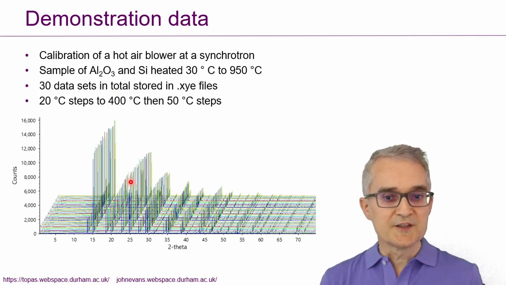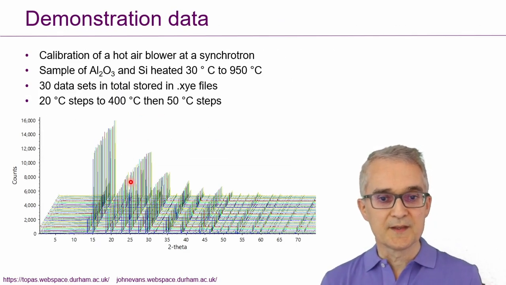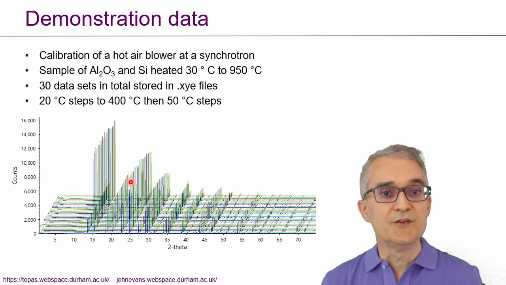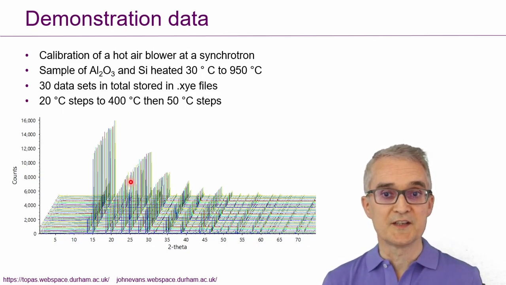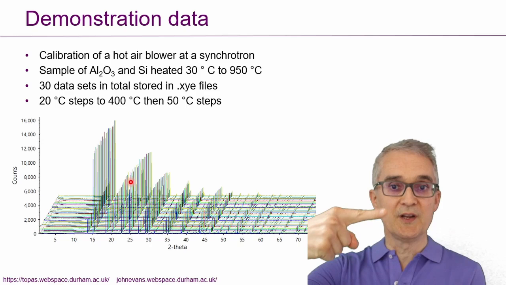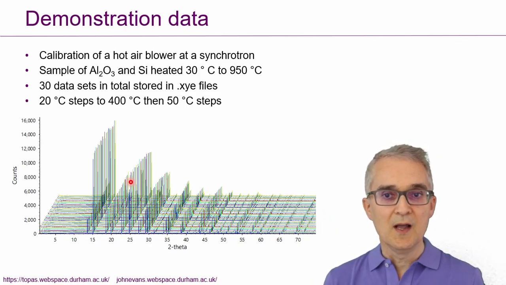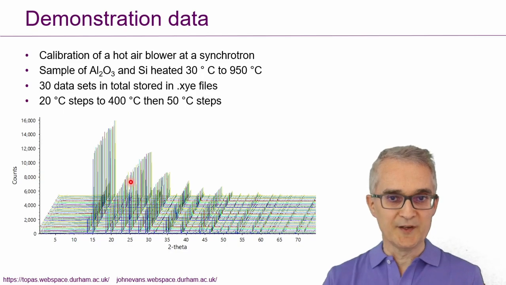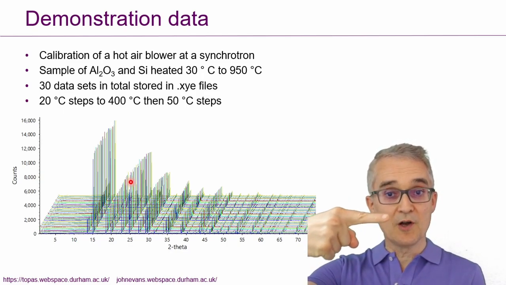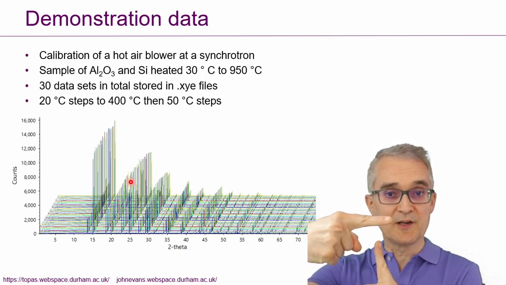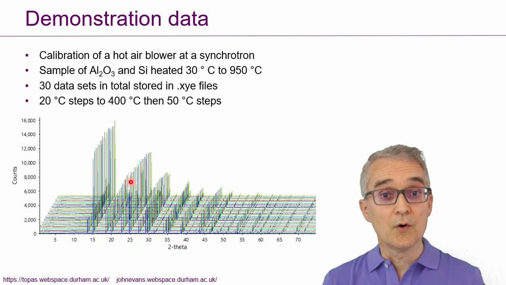Just for some background, this is the example we're going to look at. These are some data from an experiment we were using to calibrate a hot air blower at a synchrotron. So it's one of these experiments where you have a sample in a capillary and you blow hot air on it to heat it up. And one of the issues with that type of experiment is you never know if the temperature of your capillary is exactly the same temperature that you set on your hot air blower.